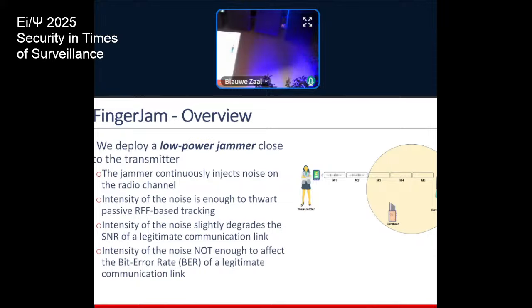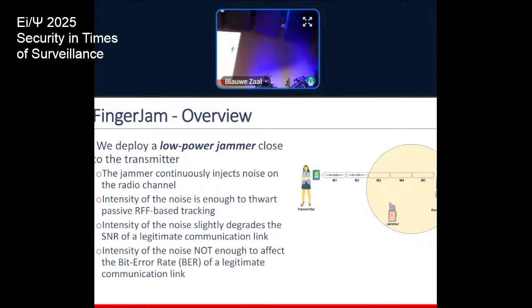It's just a low power noise, basically, that is not affecting the quality of the communication, but affecting the shape of the signal that you receive at the receiver. You have to deploy this jammer close to the transmitter, of course, because you don't know where the receiver is. And the challenge is to understand if this works, if you can really thwart the radio frequency fingerprinting without affecting the quality of the communication link. That's the main idea we experimented with.